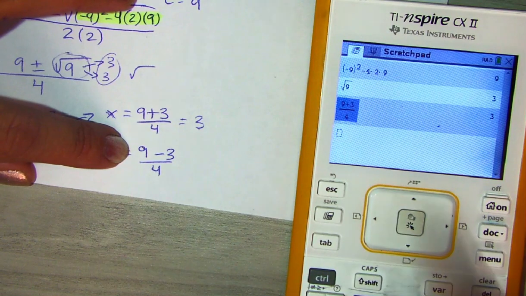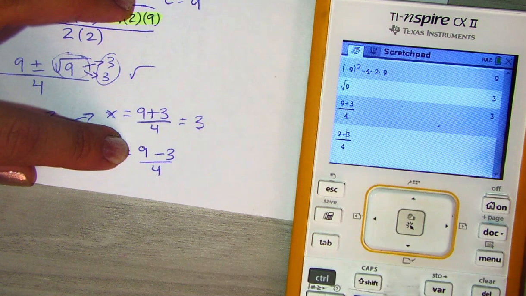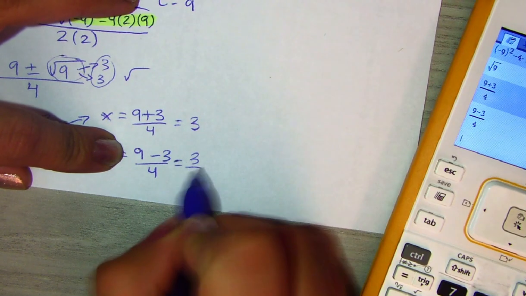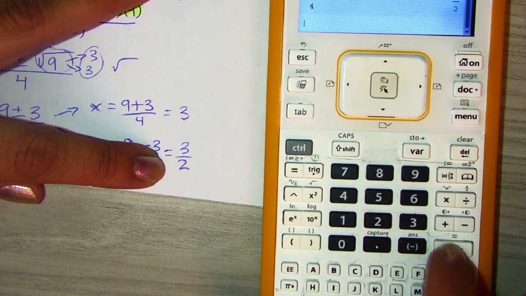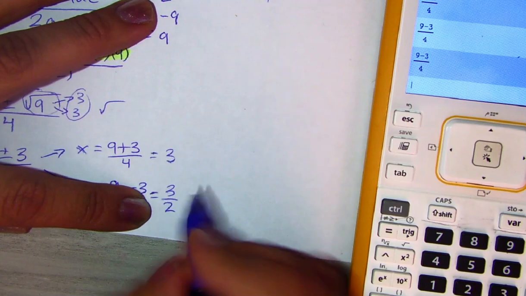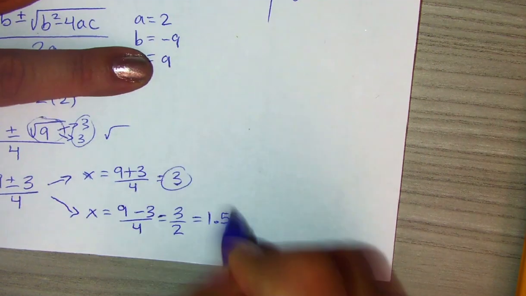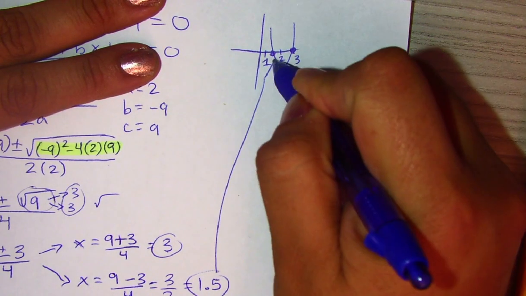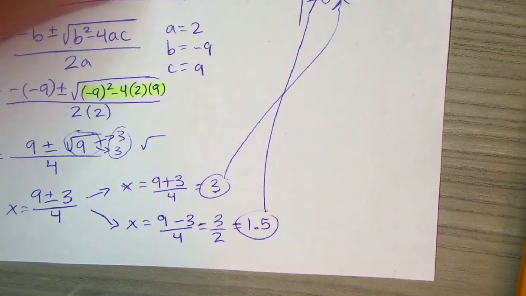And then you could also do 9 minus 3, so you just change that plus into a minus, and you get 3 halves. And just so you know what 3 halves are, you can press Control Enter, and it turns that 3 halves into a decimal, which is 1.5. So technically we have an answer at 3 and at 1.5. If you look at the sketch we had, that makes sense. We have a 1.5 in between 1 and 2, and we have that 3 right there. So these are the solutions.